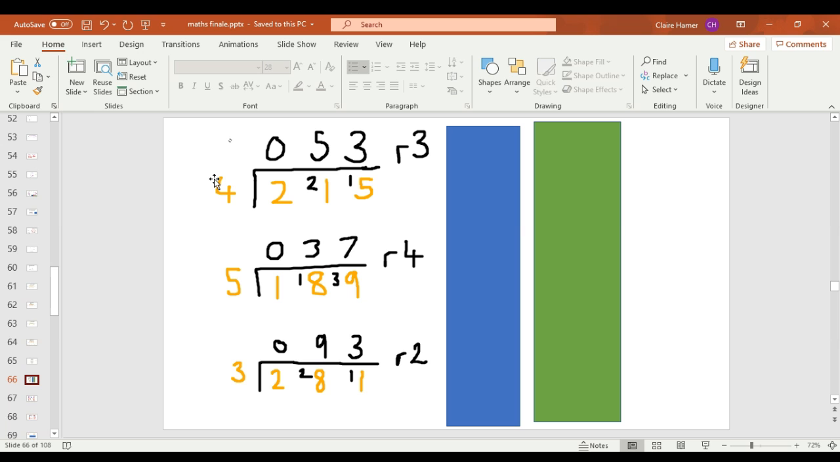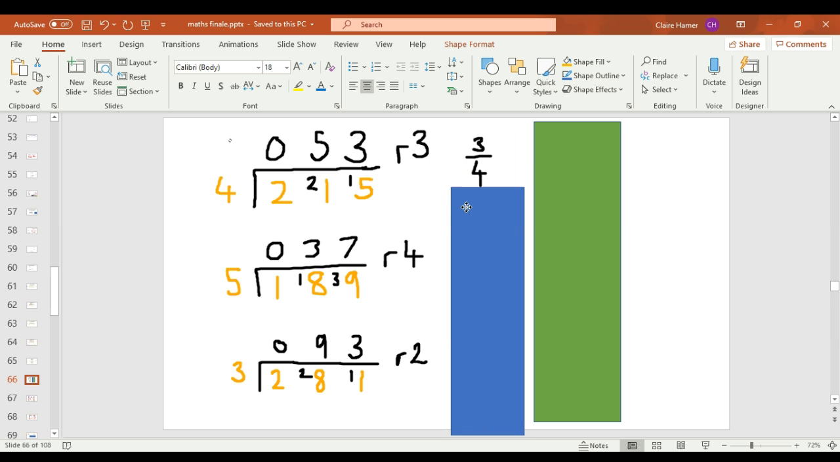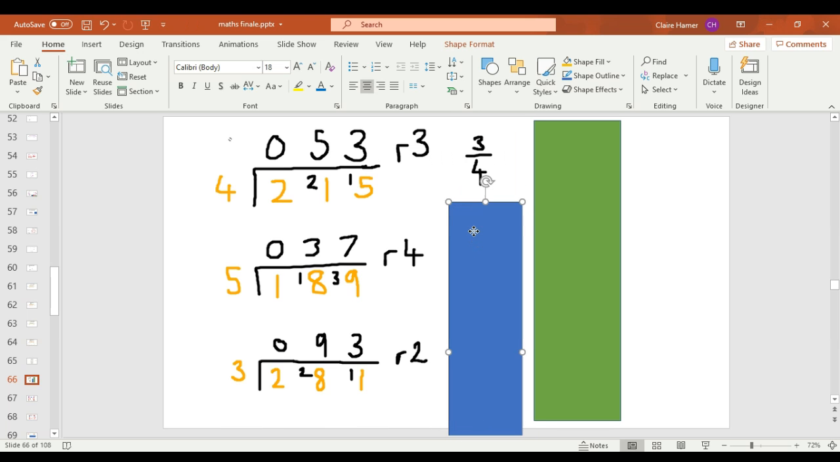Okay, so R3, remainder 3. So remember, the remainder, the number gets placed on top of the divisor. Okay, so basically in this one it's 3/4. So you are 1/4 away from making another group in the division.